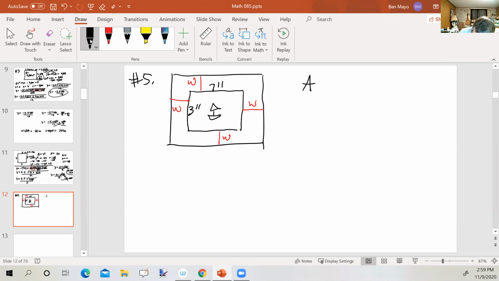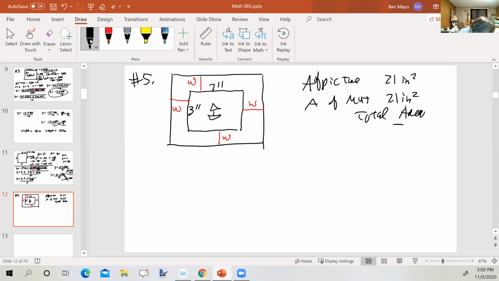Okay, the area of the picture is 21 square inches. The area of the mat is equal to that, so it's also 21 square inches. So the total area is 42 square inches, because we know the area of the picture by taking 7 times 3. The area of the mat is the same, so we get 2 times the 21 square inches, or 42 square inches.